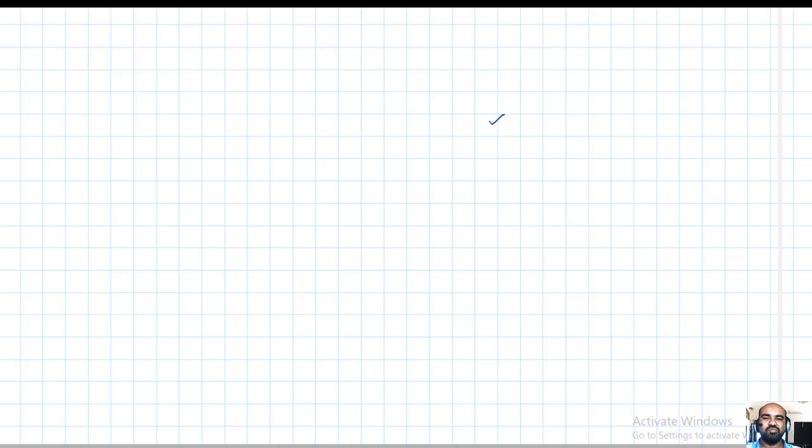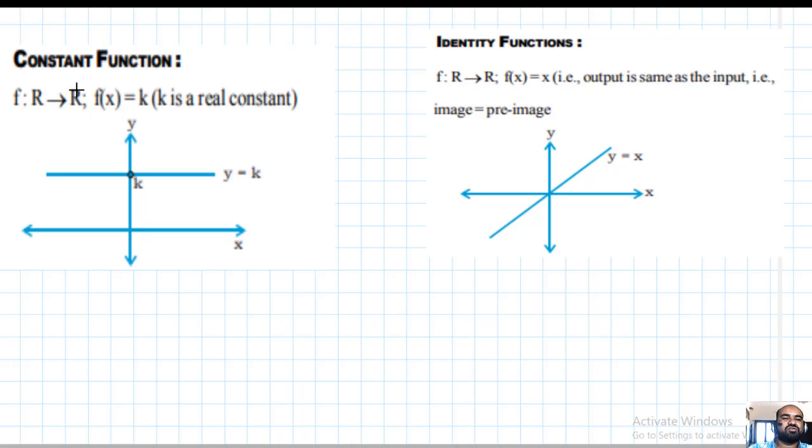Initially, I explained what an algebraic function and a polynomial function are. Some more types are there, so today I am going to explain those. Students, today's first type is the constant function. f from R to R, f of x equals k, where k is a real constant. What is the meaning of that?